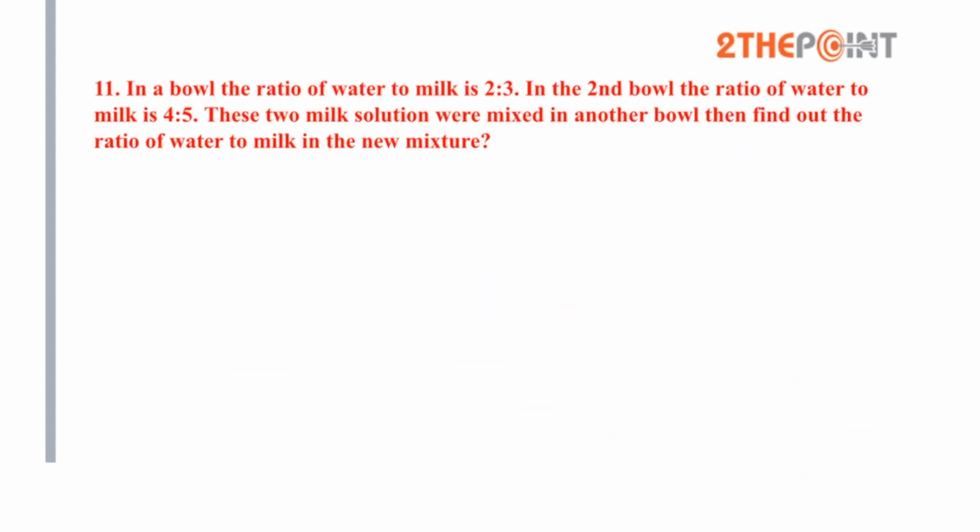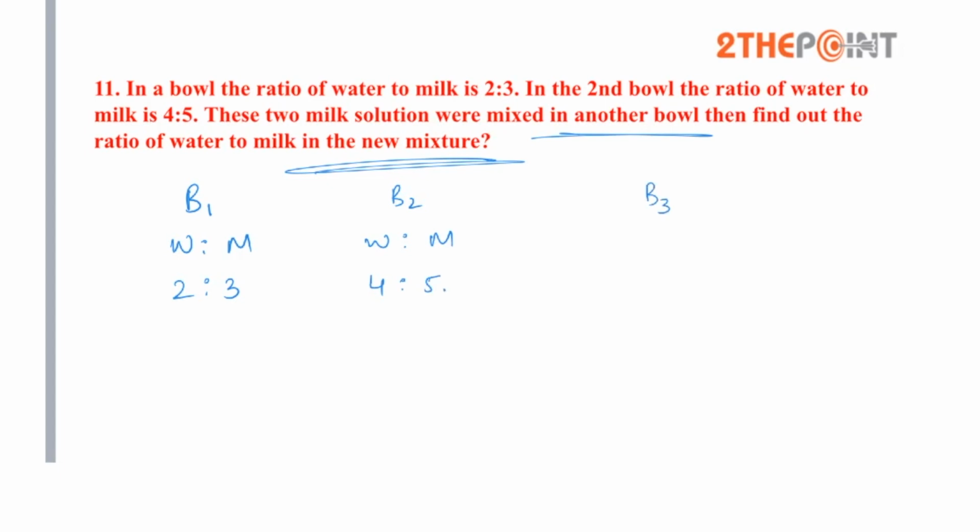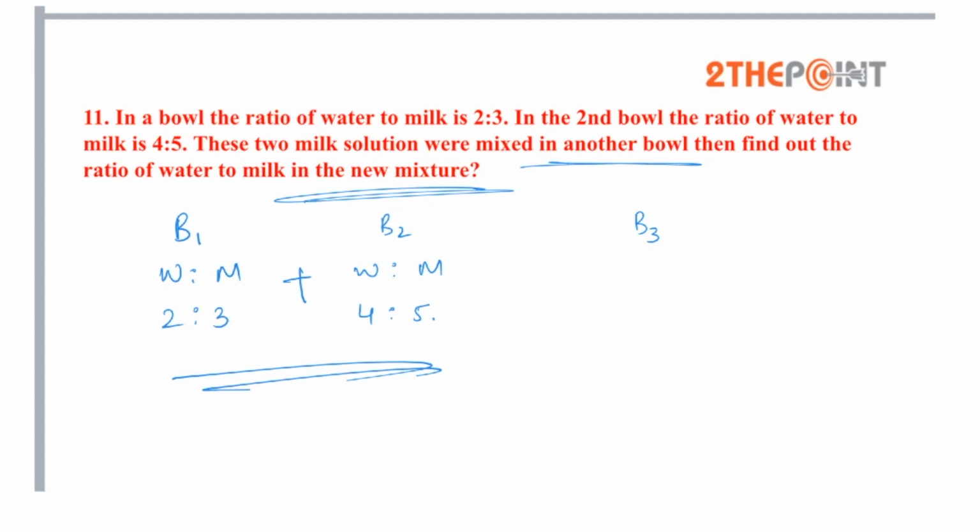In a bowl, the ratio of water to milk is 2 is to 3. In the second bowl, the ratio of water to milk is 4 is to 5. These two solutions were mixed in another bowl. Then find out the ratio of water to milk in the new mixture. So here in bowl 1, water and milk are in the ratio of 2 is to 3, and in bowl 2, water and milk are in the ratio of 4 is to 5. In bowl 3, they are mixing both these mixtures of water and milk.